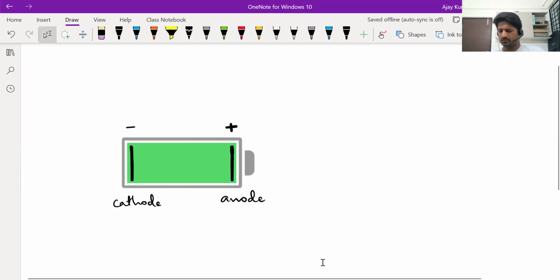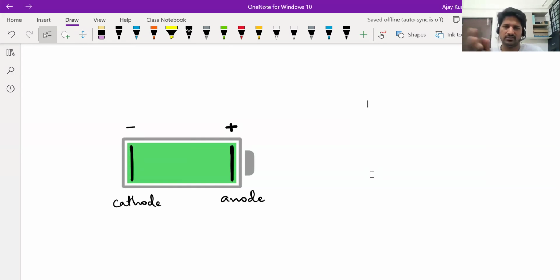So anode, cathode, they react with the electrolyte, and due to that chemical reaction, they develop a potential difference. Like ions get deposited. I don't know the exact mechanism, you should be knowing, but due to that chemical reaction, the anode electrode, which is on the positive side, has positive ions getting deposited on it, and the other electrode has negative ions getting deposited on it.